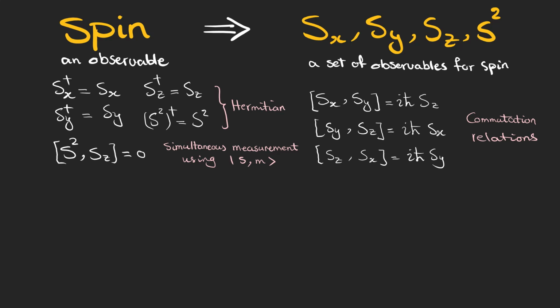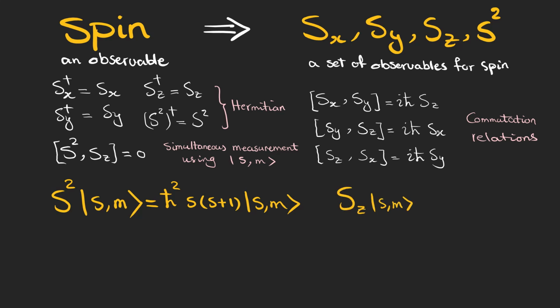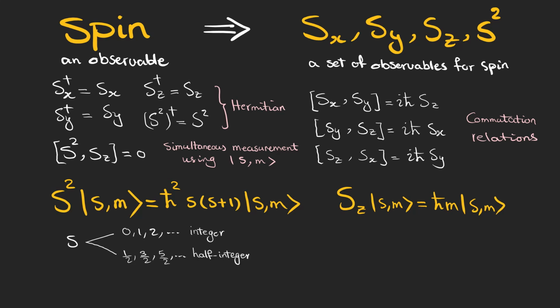the same kets. Algebraically speaking, when the total spin square operator acts on these kets, we have this eigenvalue relation. And for the z component of spin, we have h bar times m as eigenvalues of this operator. The possible values for s can be integers or half integers. In particle physics, the spin of bosons like photons and Higgs boson is integer values, and the spin of fermions like electrons, protons, and quarks is half integer values.